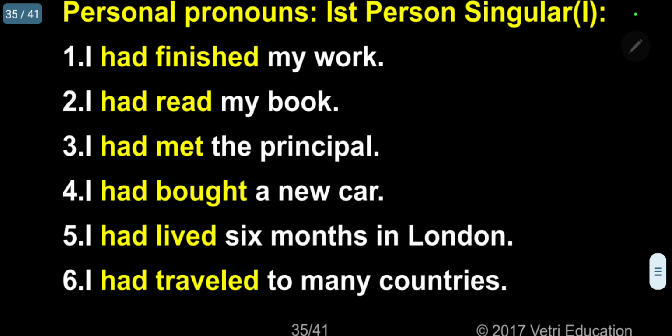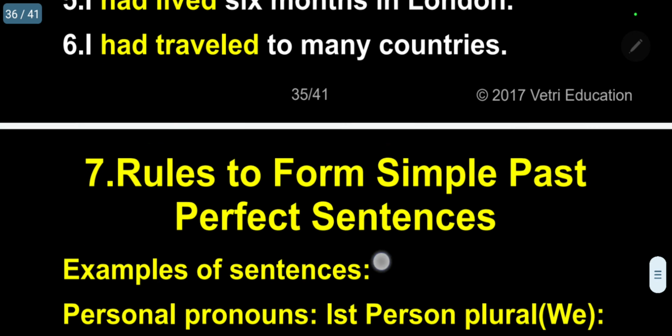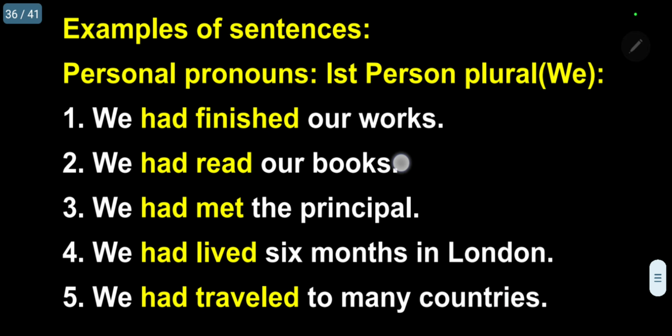So, a very, very important point for simple past perfect sentences: always, for past, had should be added. It may be singular or plural, first person, second person, third person, regular or irregular, that is immaterial. We have to use only had. The second thing is we have to use the V3 verb, the past participle. Then you have to complete the sentence. Kindly follow.